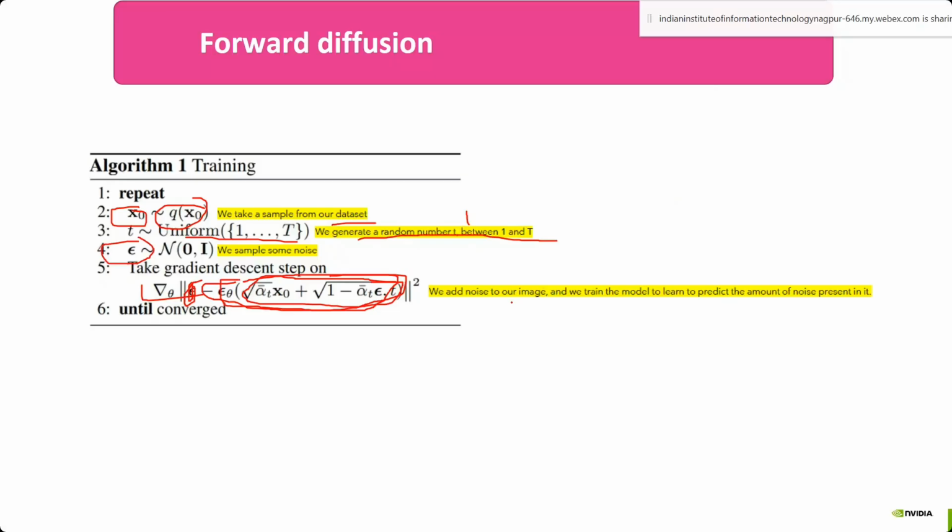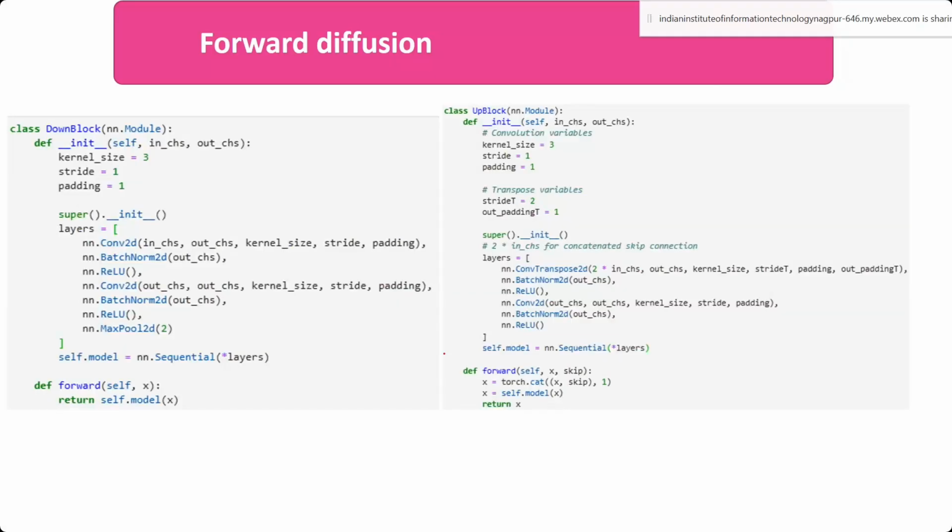So we add noise to our image and we train the model to learn to predict the amount of noise present in it. So we are making our model learn the amount of noise that is added. So that is a prediction, and based on that you are making your model learn. So this is the down block structure, as we have already seen. This is the up block structure of your model.